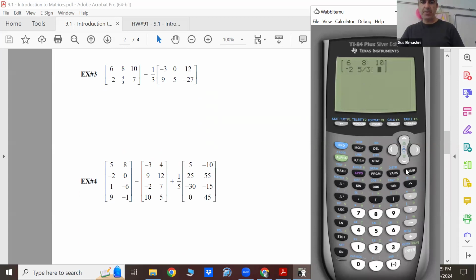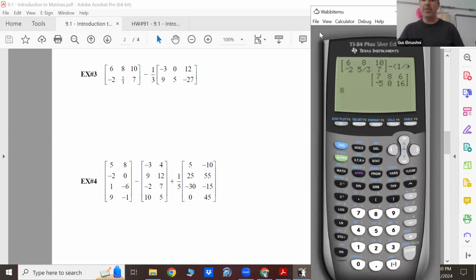5/3. That works. 7 minus 1/3. And actually, the calculator only does order of operations, so you have to actually be mindful. Put that in parentheses, please. Alpha, zoom, -3, 0 is fine, 12, 9, 5. And that's what we got earlier, right? So it does it for you, which is really nice.